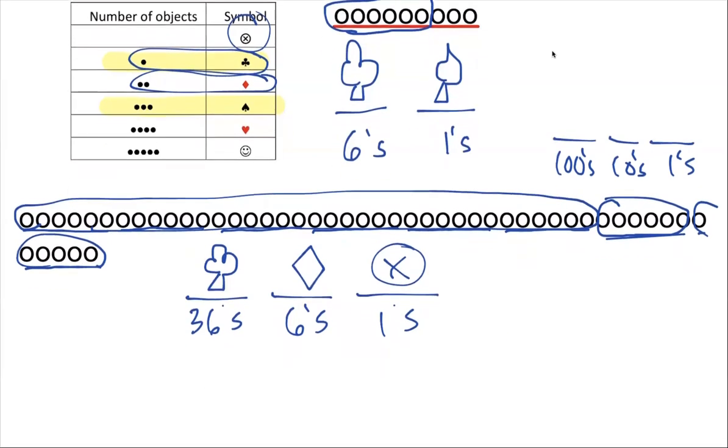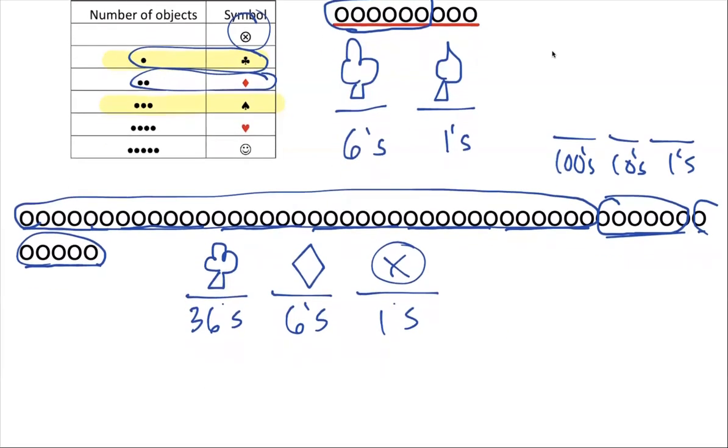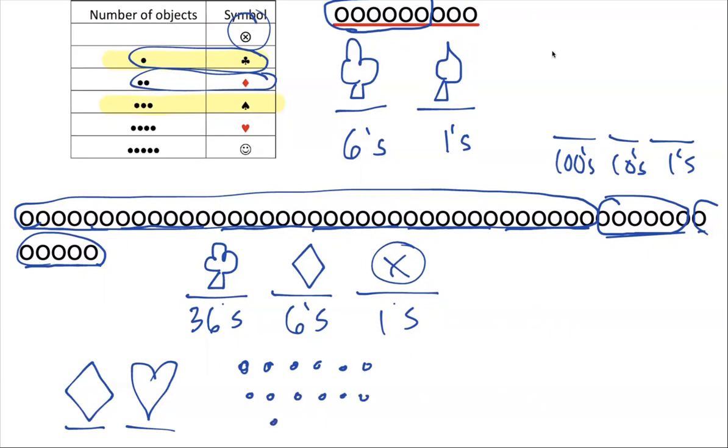Maybe try one more. Let's look at, if I just give you something like diamond heart. How many objects is that? Diamond and then heart. Okay, remember, groups of 6s, 1s. So diamond is 2. 2 groups of 6s, and heart is 4, with 4 left over. So I would go 2 groups of 6s and 4 left over. That's the number of objects that numerical value, symbol, whatever you want to call it, represents. Okay.